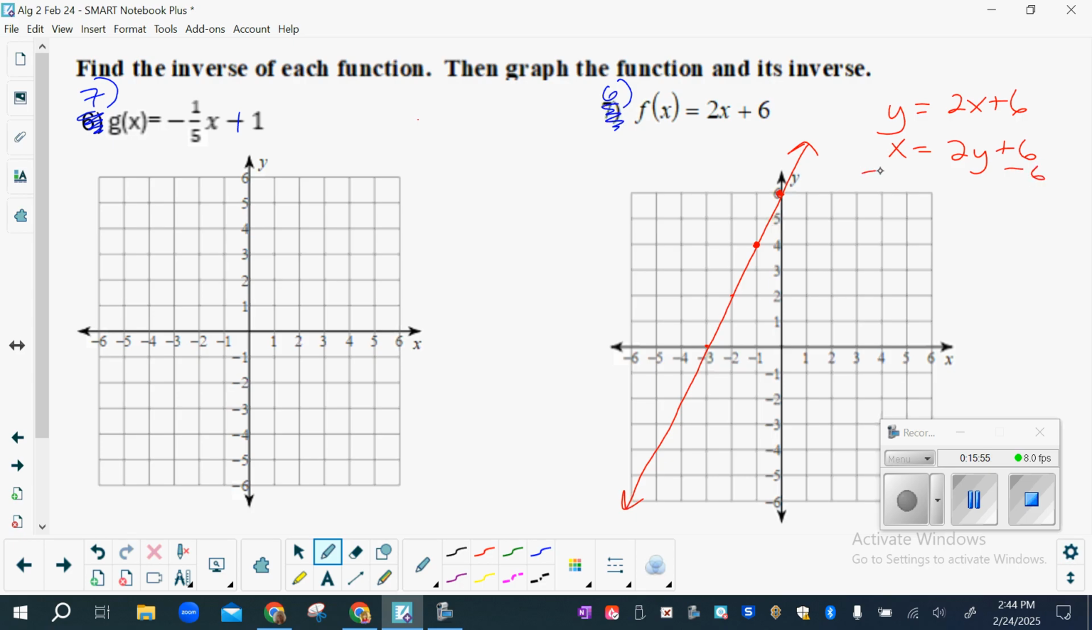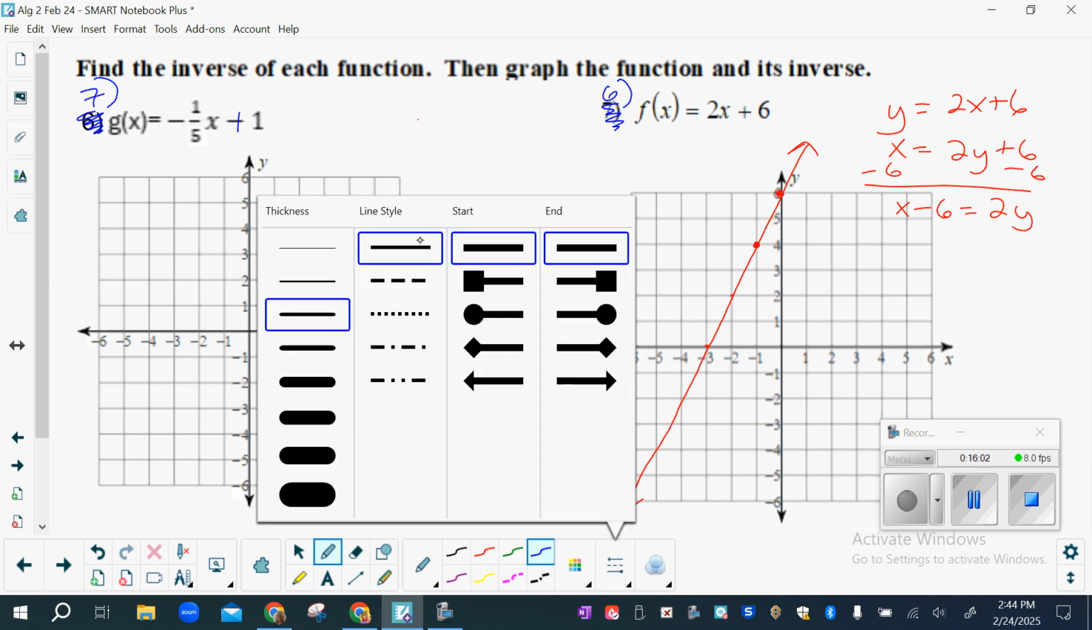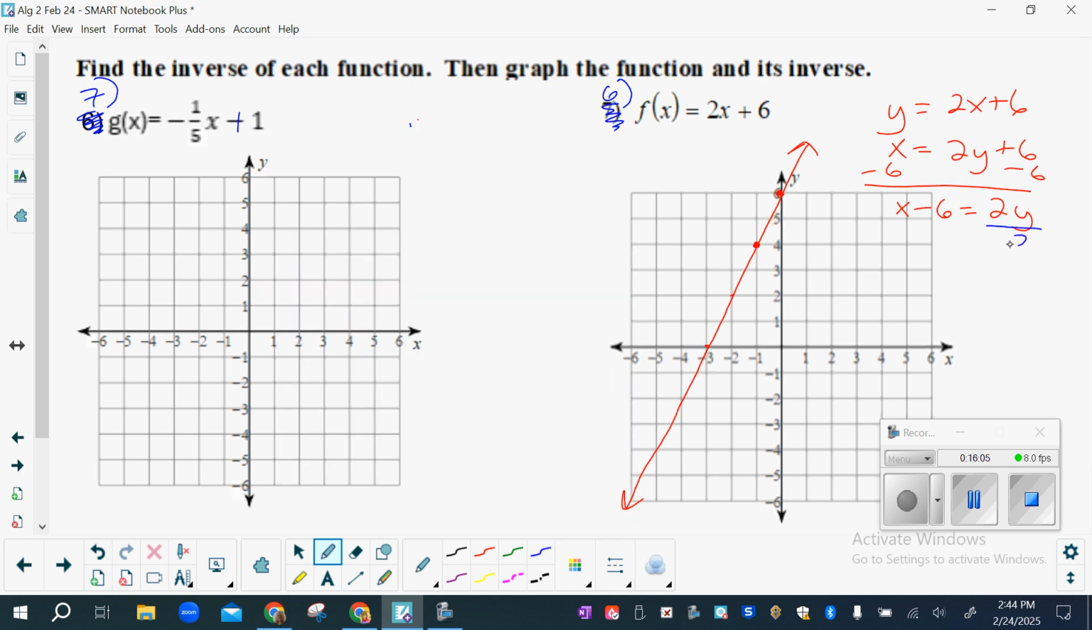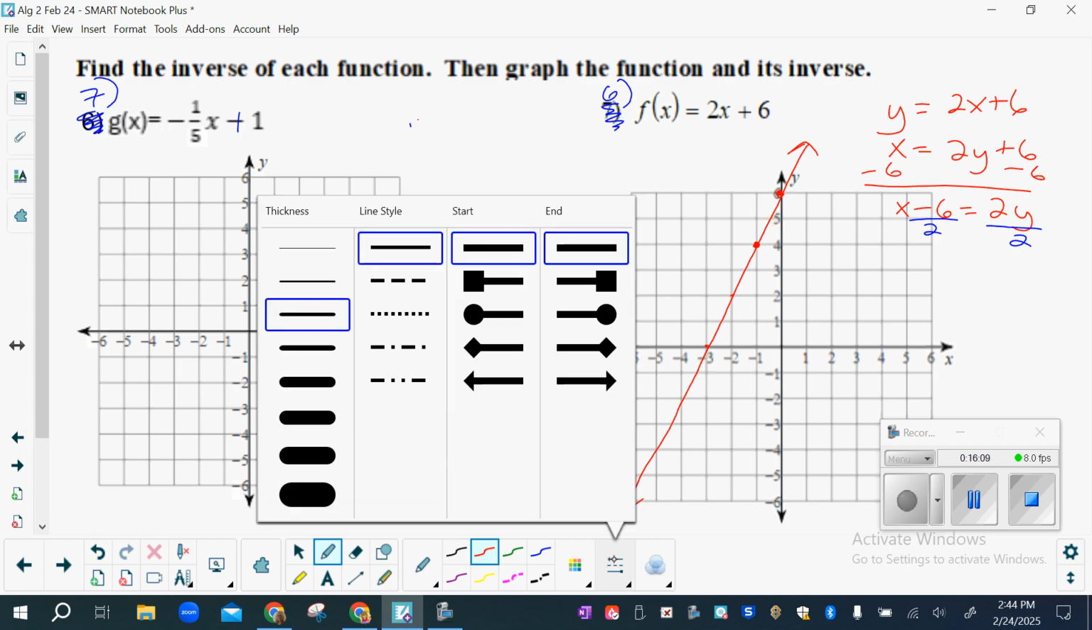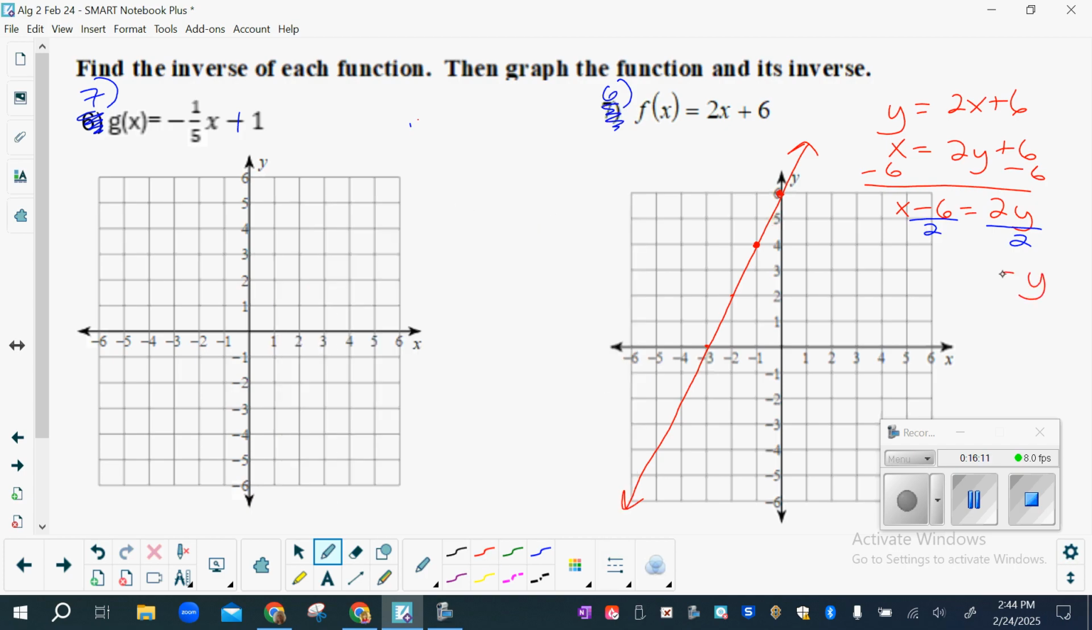Good. Subtract 6. X minus 6 equals 2y, and then divide by 2. So I'm going to rewrite this. I'm going to simplify here and make this a 1/2 x minus 3. So that's f inverse of x is 1/2 x minus 3.